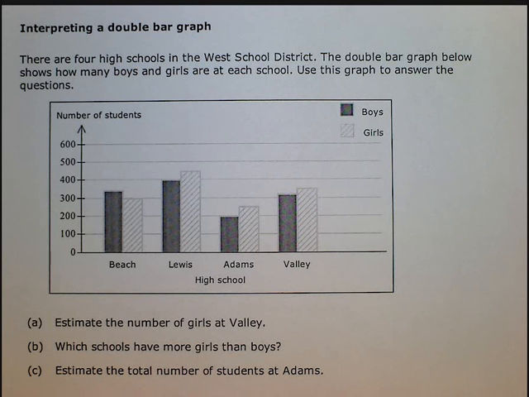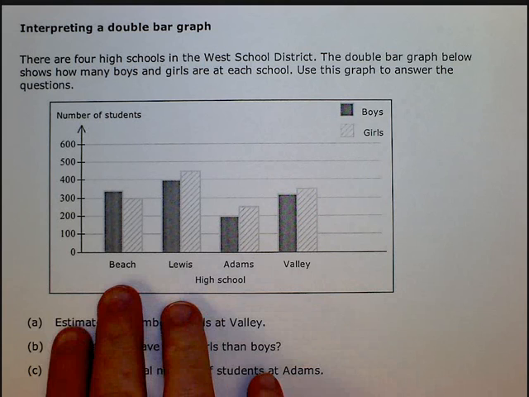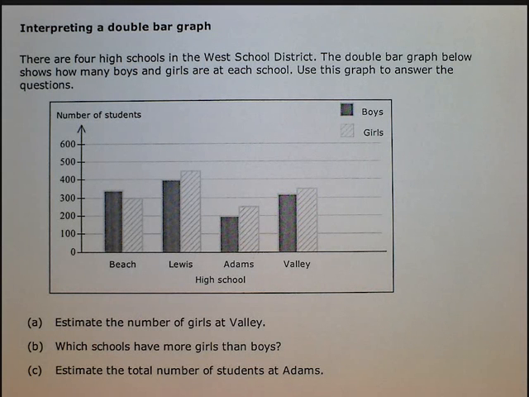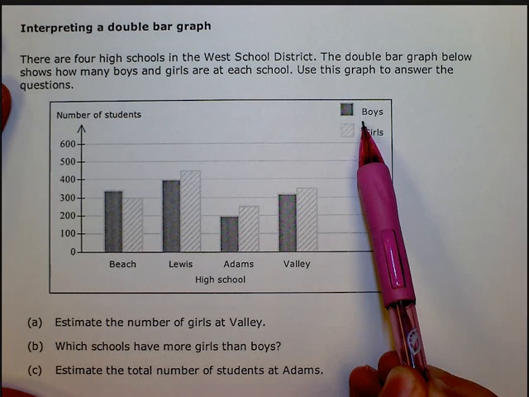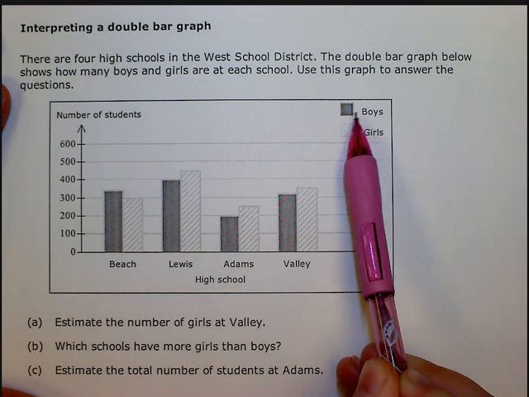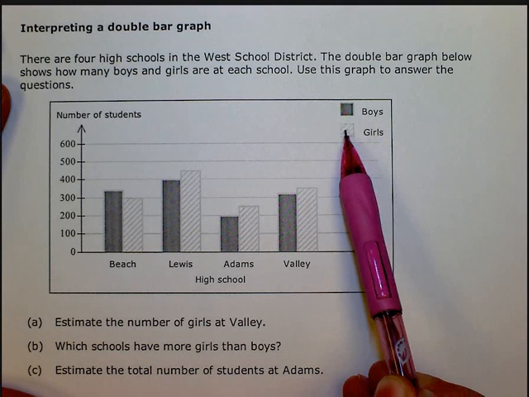Alright, so we may not have talked about double bar graphs specifically in class, but this really isn't too hard. We just have to use a little bit of our critical thinking and logic skills. So here we go. First, let's just look. We see here that the key gives us that boys are the dark gray and girls are the striped regions.